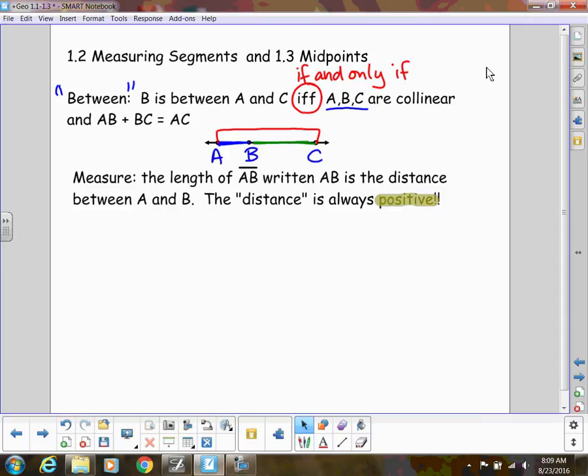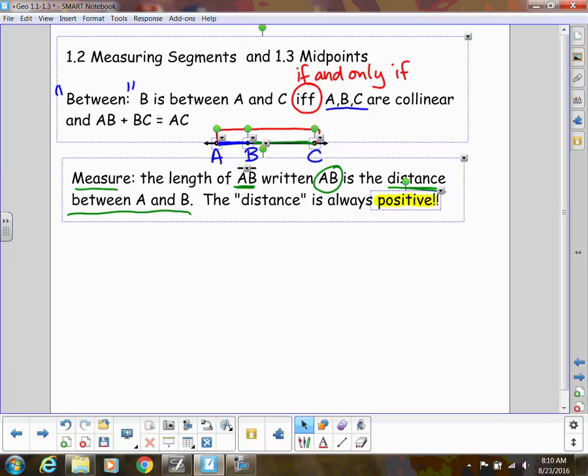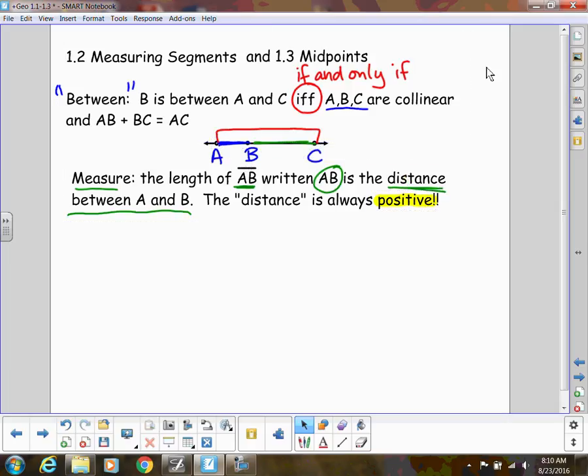So now let's talk about measure. I used the word measure when I was describing between. The length of a segment AB is written as those two capital letters without a bar over it. Okay, so when you see AB without a bar over it, that is meaning the distance between A and B. Okay, and distance is always positive.